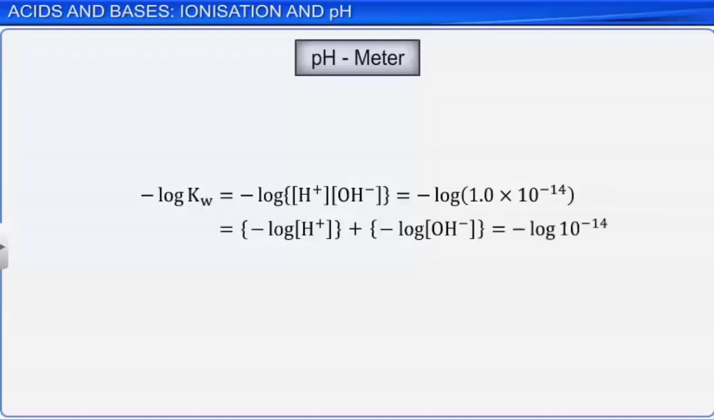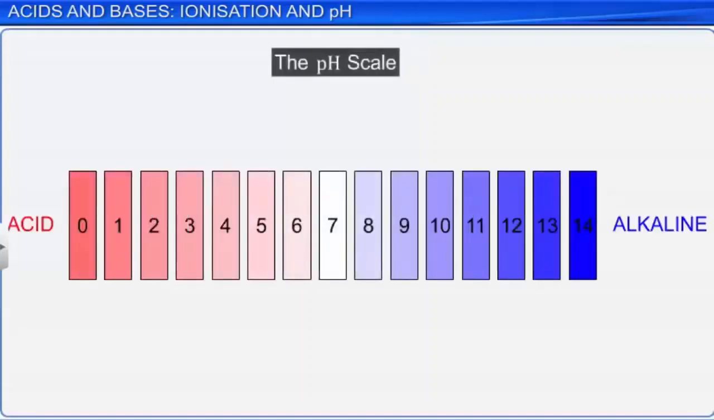As negative log of Kw is equal to pKw, negative log of H plus ion concentration is equal to pH, and negative log of OH minus ion concentration is equal to pOH. Thus, for the ionic product of water at 298 Kelvin, pKw is equal to pH plus pOH, which is equal to 14. Based on the pKw value, the pH scale has markings from 1 to 14, and the nature of a solution as neutral, basic or acidic is determined depending on its value on this scale.